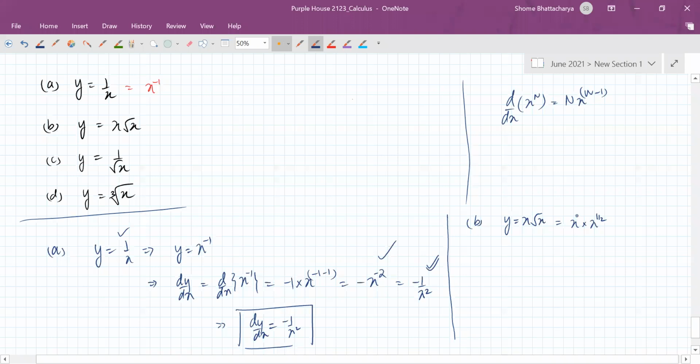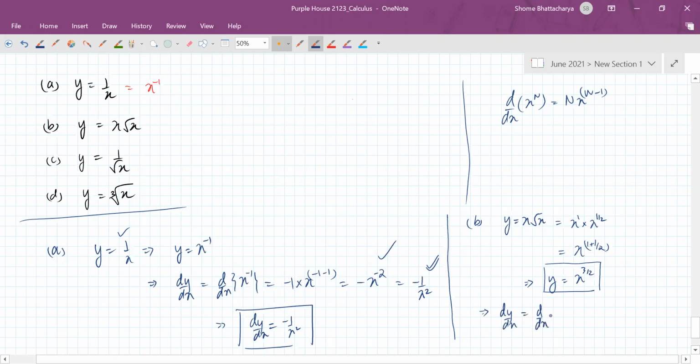Now x itself is like x to the power 1, right? So this will become what? X to the power 1 plus half. Okay, is this second step clear now? Yes, sir. So this is basically x to the power 3 by 2. So y is equal to x root x implies that y is equal to x to the power 3 by 2.